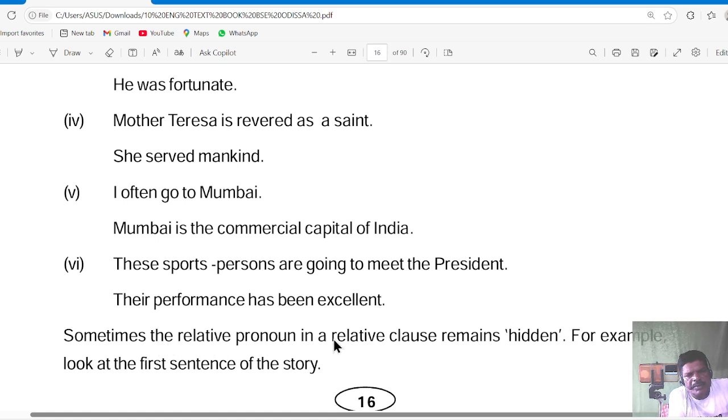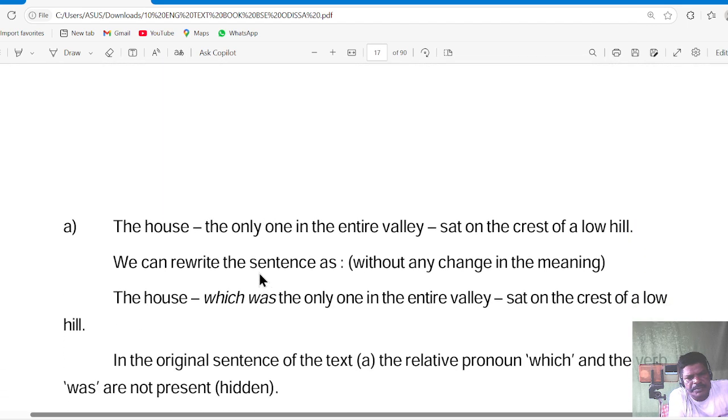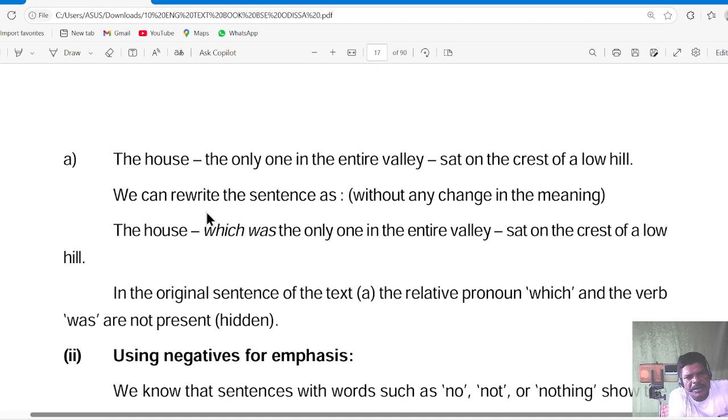Sometimes the relative pronoun in the relative clause remains hidden. For example, look at the first sentence of the story: The horse, the only one in the entire valley, sat on the crest of the low hill. We can rewrite this sentence without any change in the meaning.